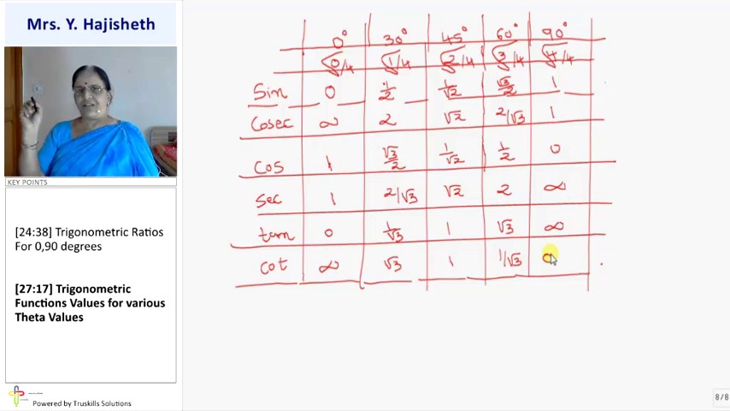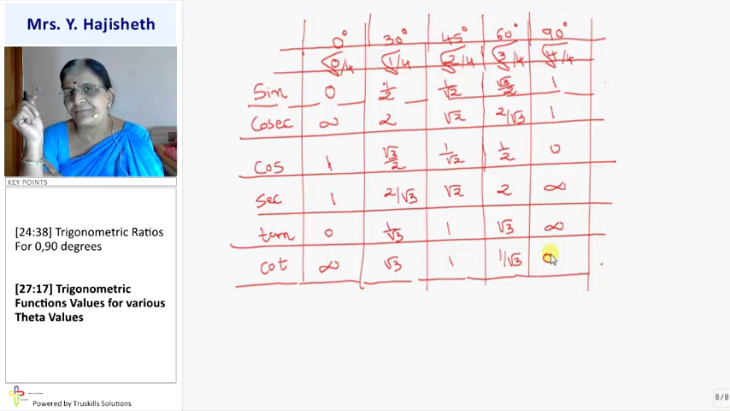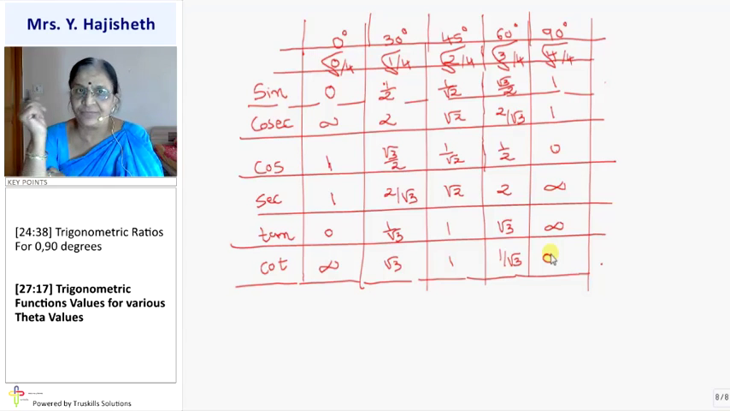So all 30 values are in your hand. By practice, you remember the values orally. And even if you forget any values, you can make this table within 1 minute. And once the table is in your hand, you can put in the values and evaluate any expression. Clear?